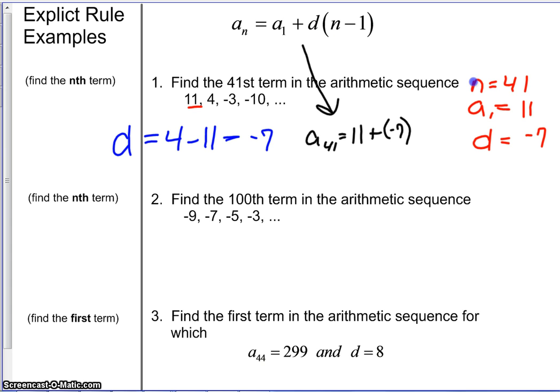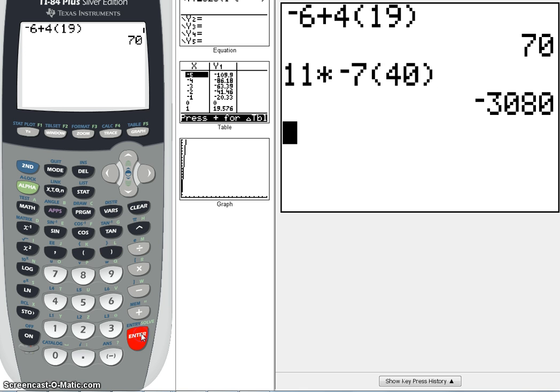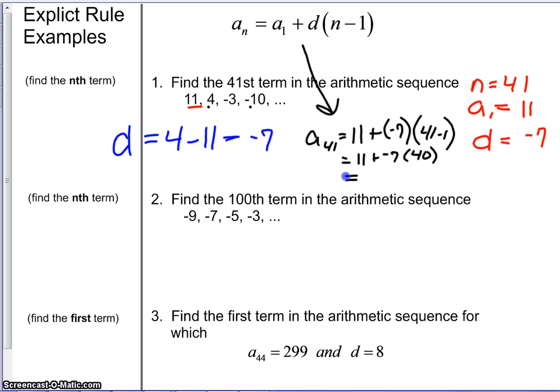That means each time it's like minus 7, minus 7, minus 7 here. And then we really have here 41 minus 1. That's our equation. So on our calculator we're going to take 11 plus negative 7 times 40. All right, let's see what we get when we do that. We get for an answer negative 3,080. So our answer here is negative 3,080.